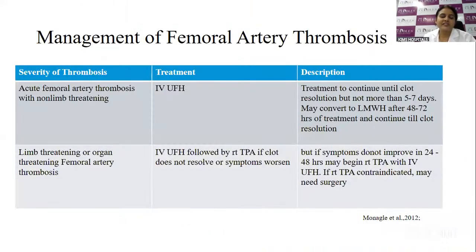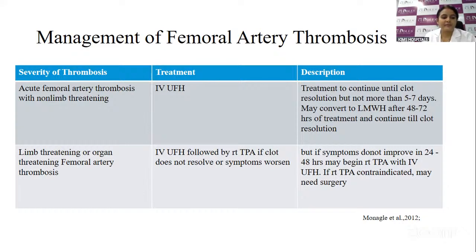Femoral artery thrombosis is managed based on its severity. For acute femoral artery thrombosis that is non-limb threatening, start with IV unfractionated heparin. Treatment has to be continued until clot resolution, but it should not be more than 5 to 7 days. This may also be converted into low molecular weight heparin after 48 to 72 hours of treatment and continued until the resolution of the clot.